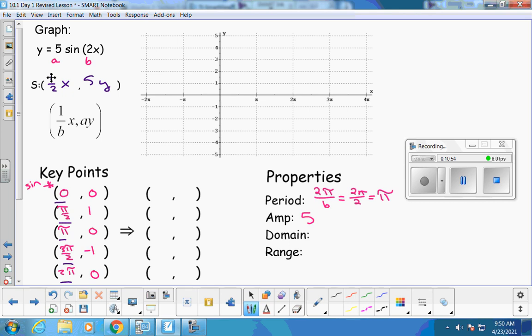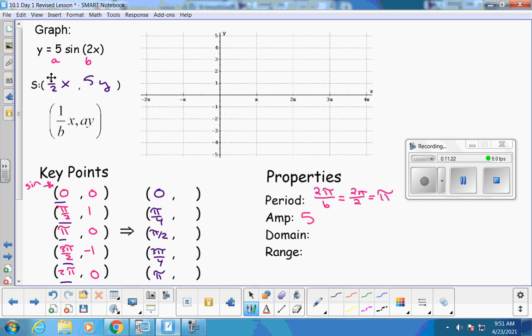So 0 times 1/2 is 0. Pi over 2 times 1/2 is pi over 4. Pi times 1/2 is pi over 2. 3 pi over 2 times 1/2 is 3 pi over 4. And 2 pi times 1/2 is pi. So that has now affected the period.